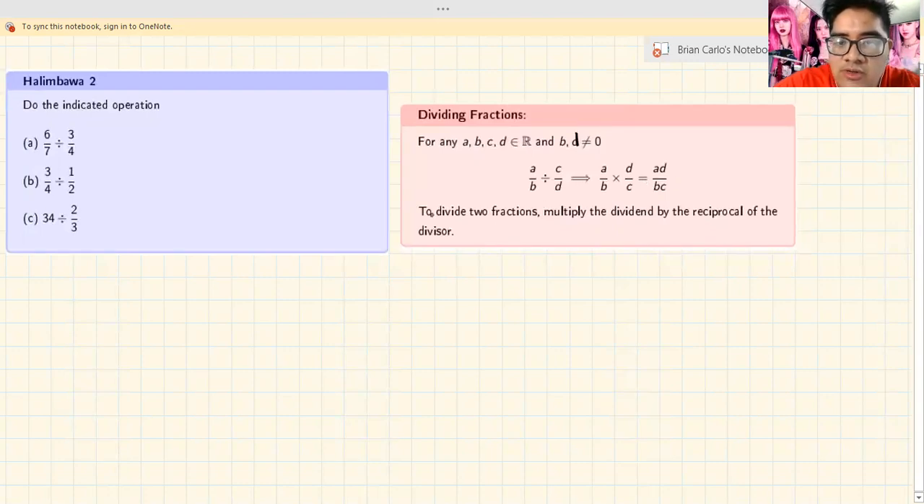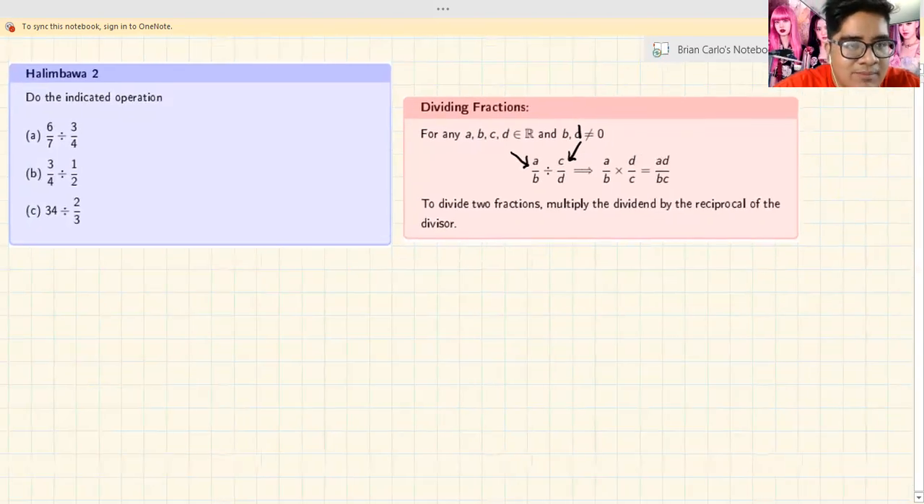Or in words, to divide two fractions, multiply the dividend by the reciprocal of the divisor. Sino yung dividend dito? Ito yung dividend, ito yung divisor. Imumultiply mo lang ang dividend sa reciprocal ng divisor. Ano yung reciprocal? Kabaliktaran. Kumbaga, 2/3, ang reciprocal niya is 3/2. Ganon lang yun. Straightforward, guys. So, you're just multiplying by the reciprocal.